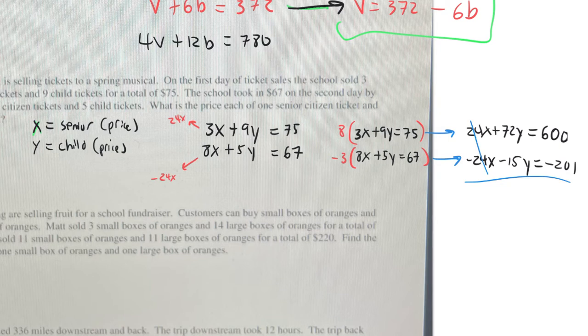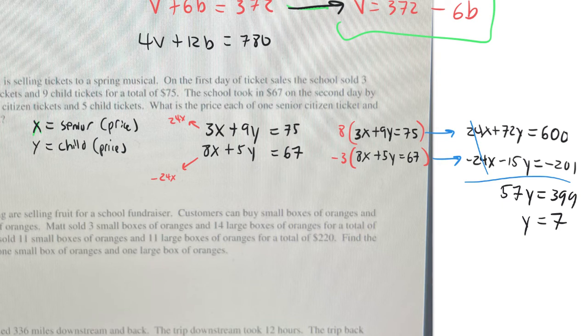72y plus negative 15y is 57y, and that's going to equal 600 minus 201, which is 399. And then when we divide 399 by 57, believe it or not, we get, I believe, 7. I think 7, yeah, so 7, okay? So how about that? Wasn't that awesome? Wasn't that not annoying on opposite day? So that's y equals 7.